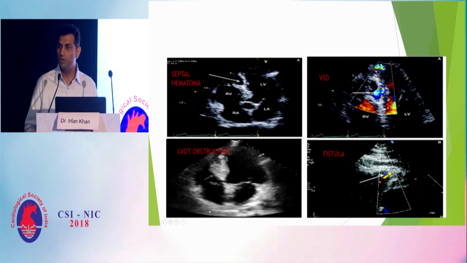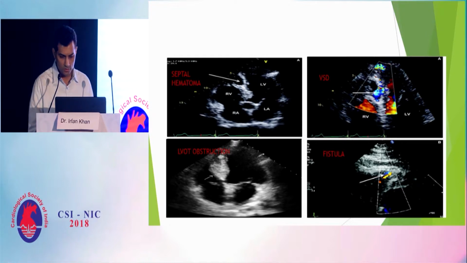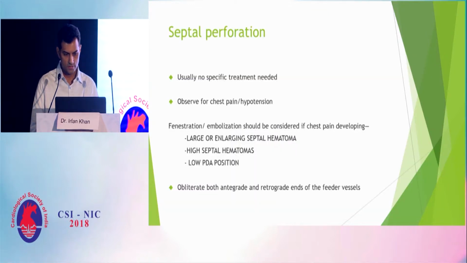So usually what do we need? I think Dr. Nasu already explained it. Usually we don't need any specific treatment unless its size is increasing. You observe the patient for chest pain, you observe the patient for hypotension. You need fenestration or embolization only if chest pain is developing and there is a large or enlarging septal hematoma, high septal hematomas or low PDA position hematomas. And I think Dr. Surya Prakash also mentioned it, you need to obliterate both the antegrade and the retrograde ends of the feeder vessels.